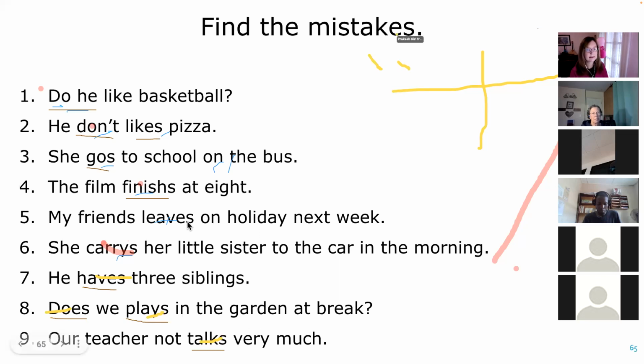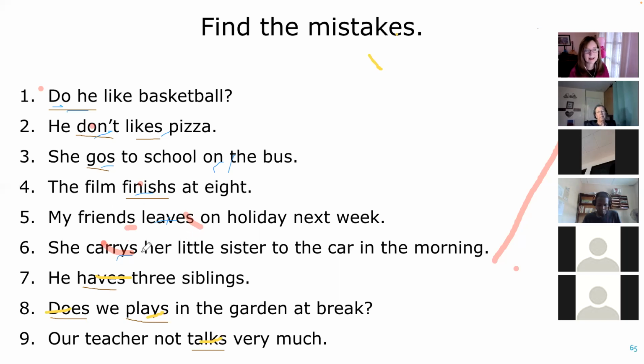My friends leave on holiday next week. Okay, so friends here is plural. And since we have 2 friends or more than 2 friends, then we do not put an S at the end of the verb. So if we have an S here, then we don't have an S here. And vice versa. If we didn't have an S on friends, then we could just use the S on the verb.